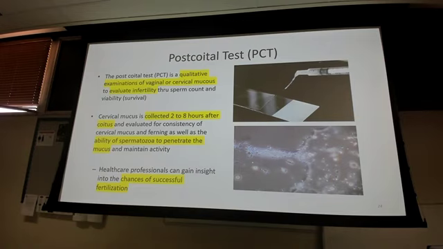Post-coital testing. This is not very common. I'm not even sure why it's on here, but it is, and so I have to teach it. It's a quality examination of vaginal or cervical mucus that evaluates infertility. After a person has coitus or intercourse, you can collect the mucus 2 to 8 hours afterwards, and from there you can determine if that mucus has a successful chance of fertilization.